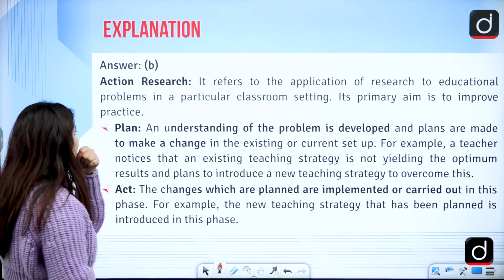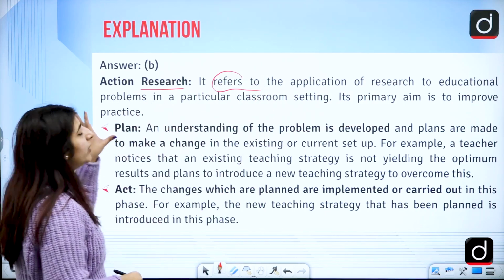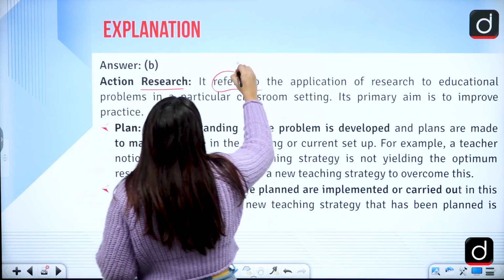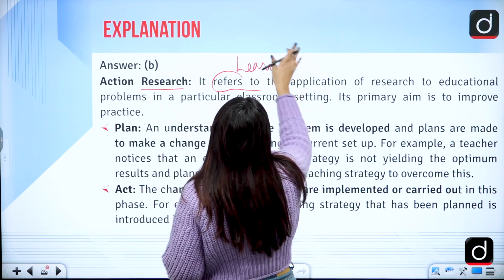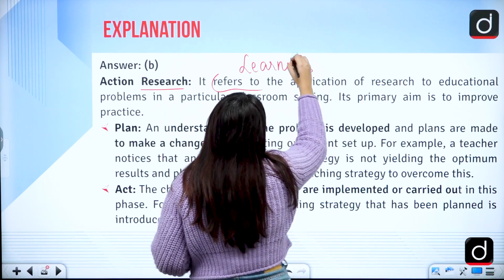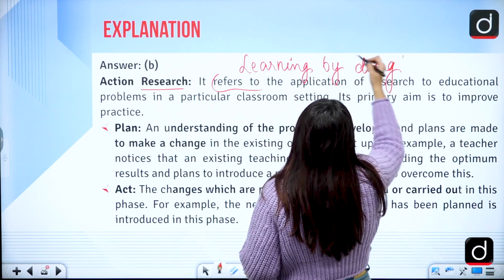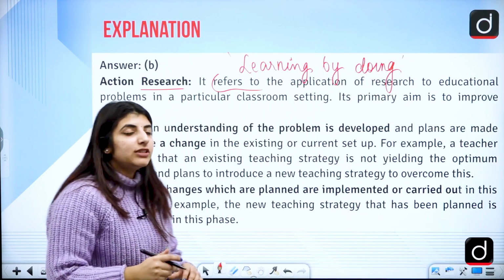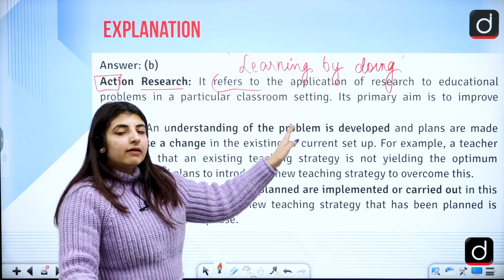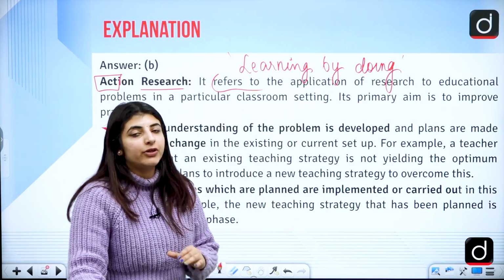So, moving forward with the explanation, action research refers to the application of research to educational problems. As I told you, action research is learning by doing. Because the name also suggests that it is about the action which is being done, you will be learning through doing certain tasks. You will be performing certain actions, and from those actions you are going to learn.